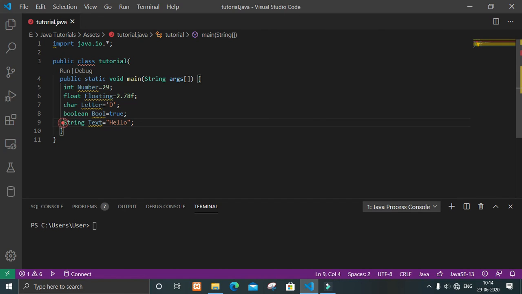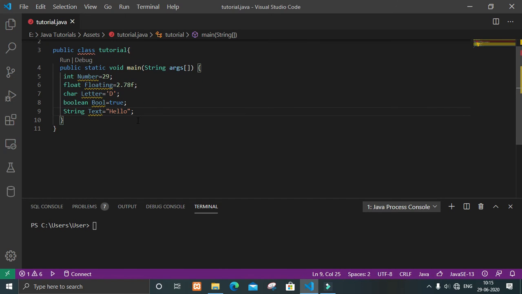And yes, this string is a non-primitive data type, and other than this, all you can see here, they are all primitive data types. And about primitive data types and non-primitive data types, I will discuss more in detail in our next videos.